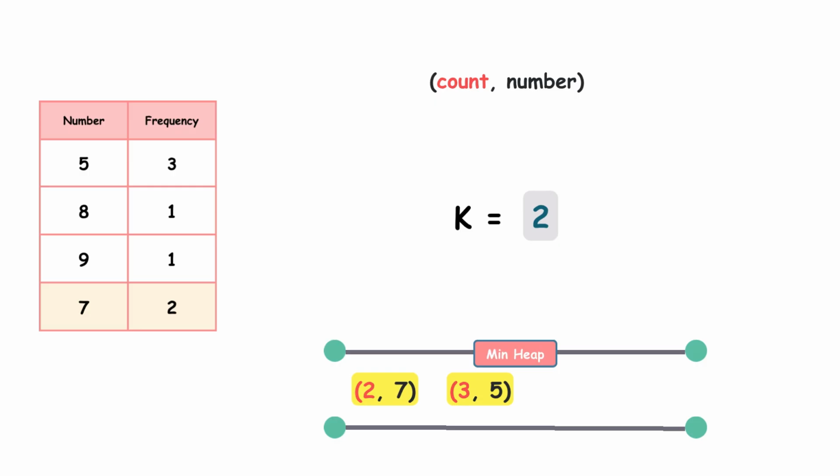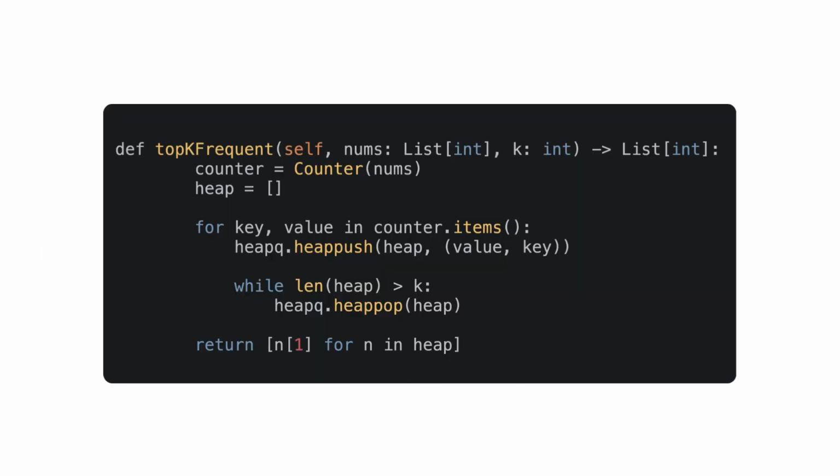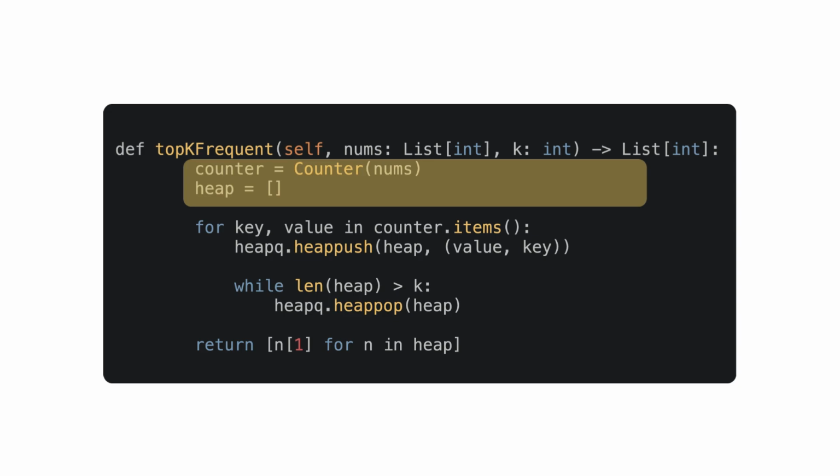So let's go over the code for this now. We begin by using Python's counter, which stores the number and its count in a hash map.